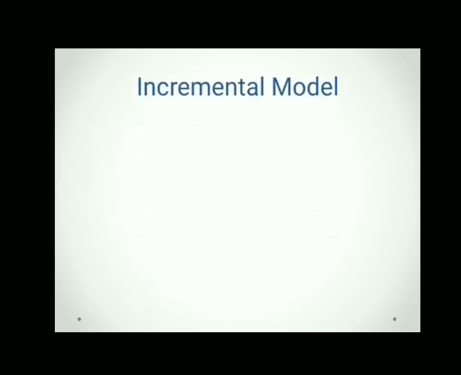Incremental model. Basically, incremental models are models that combine the elements of the waterfall model, and those elements are applied iteratively. So there are types of process models. In that, one type of process model is the incremental model. Again, there are two types of incremental model. The first type is the incremental model itself, and the second is the RAD model, that is the Rapid Application Development Model. So we'll start with the incremental model first.